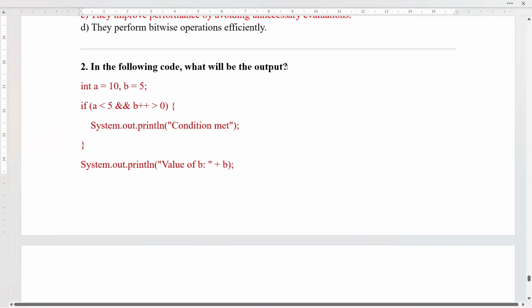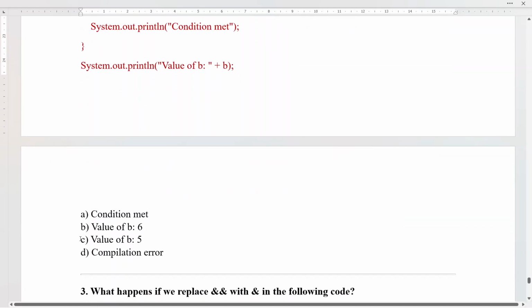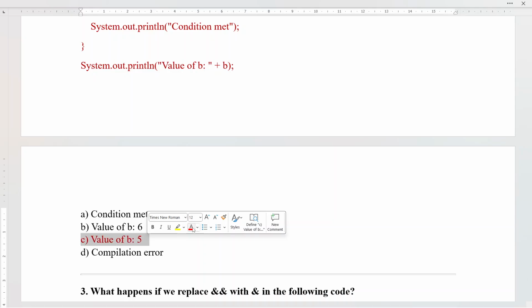Second question. In the following code, what will be the output? a is equal to 10, b is equal to 5. a less than 5, so 10 less than 5 returns false. So it is a short circuit AND and the first argument returns false. So the entire thing is false. In short circuit AND, if argument 1 is false, then the execution of the second argument is optional. So it doesn't execute the second argument and the b value is not being incremented. So the value of b is 5 only. So option C is correct. Value of b is 5.